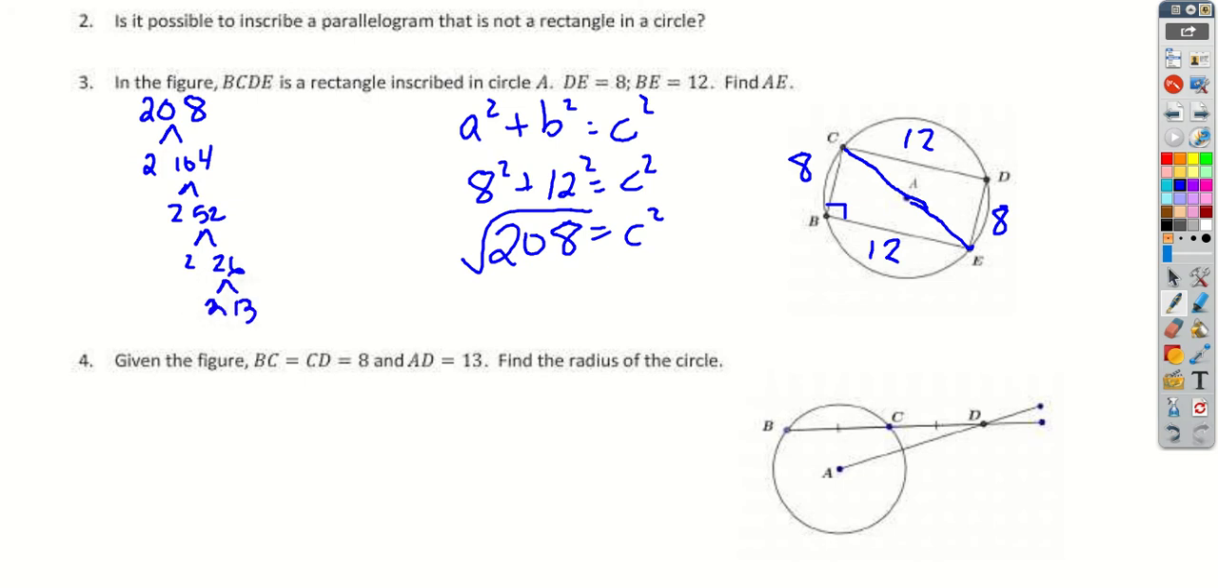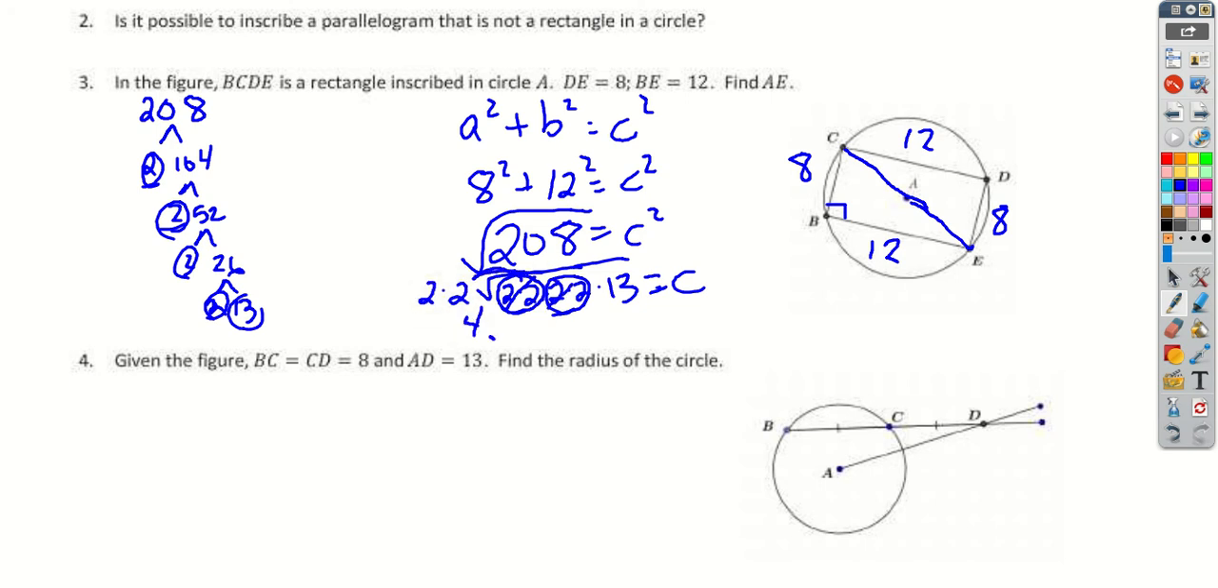So there's 1, 2, 3, 4 2s, and a 13. So we put our 4 2s inside, and a 13. And then we just have to circle our sets, square root, so it's doubles. Remember, from each set, we take out one number. So there's a 2 and a 2 out front, which gives us 4. There's a 13 left inside, and that's the length of C.